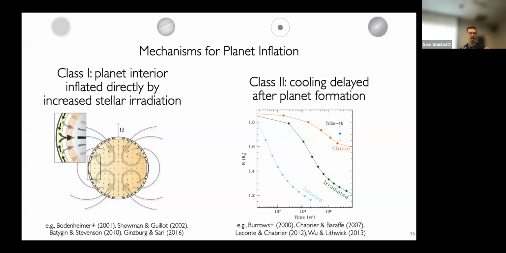are the mechanisms where the interior of the planet is heated directly from the stellar radiation. Basically, the star irradiates the planet's surface, and then the heat moves into the interior of the planet through motion in the planetary atmosphere. Whereas in class 2 mechanisms, the planets can hold on to their heat from their initial formation, but they're not having heat from the star deposited into their interior. They merely have delayed cooling after their formation, so they can't get larger at late times. They can only get smaller.